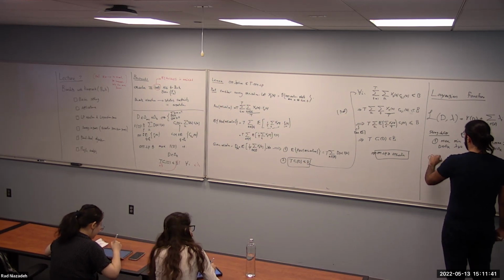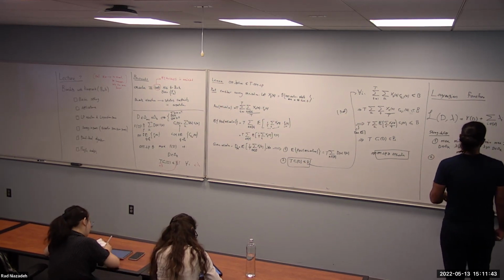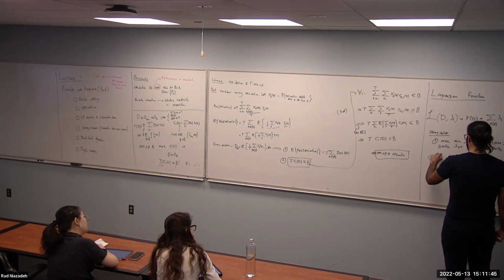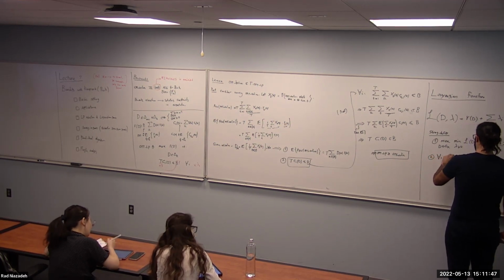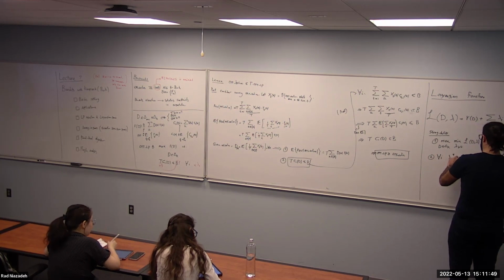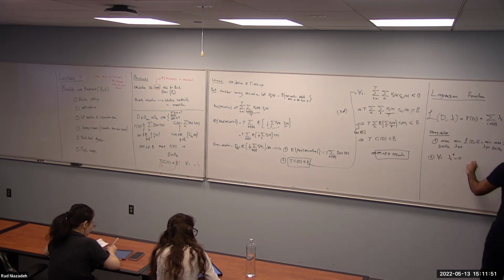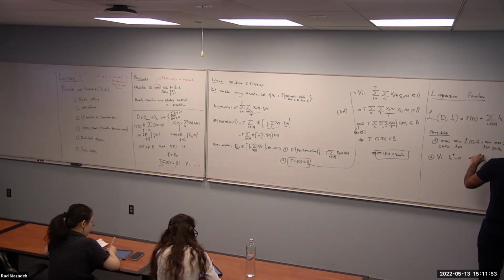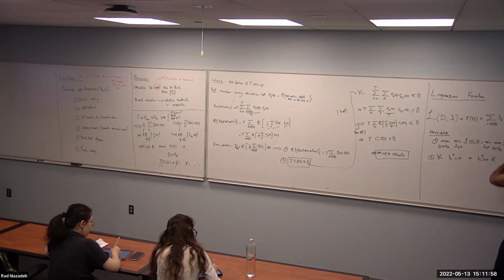And then we have complementary slackness, which says that for every i, either lambda i star is 0, or lambda i star is greater than 0 and the corresponding constraint is tight, meaning that 1 minus t over b times c i d star is going to be equal to 0.